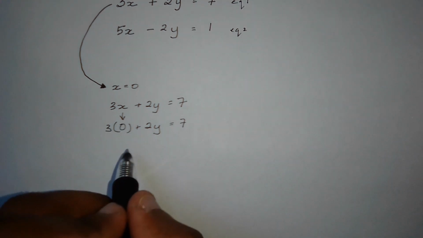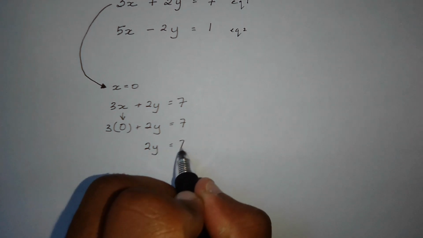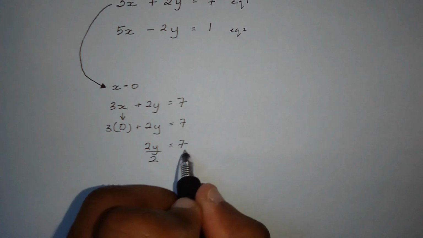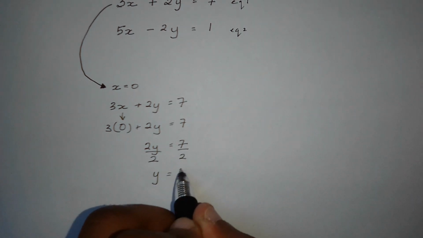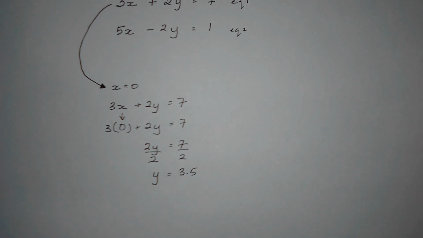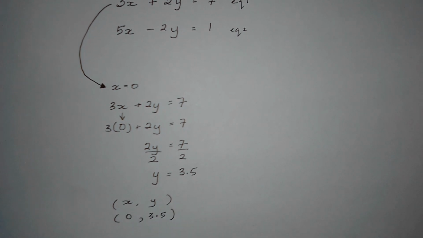So 3 times 0 is 0. So I'm going to have 2y is equal to 7. And to get y on its own, I need to divide both sides by 2. So y is going to be equal to 3.5, which is 7 divided by 2. Great. So the first coordinate I'm going to have is x, y. That's going to give me 0 and 3.5. Great. So that's 1 point.